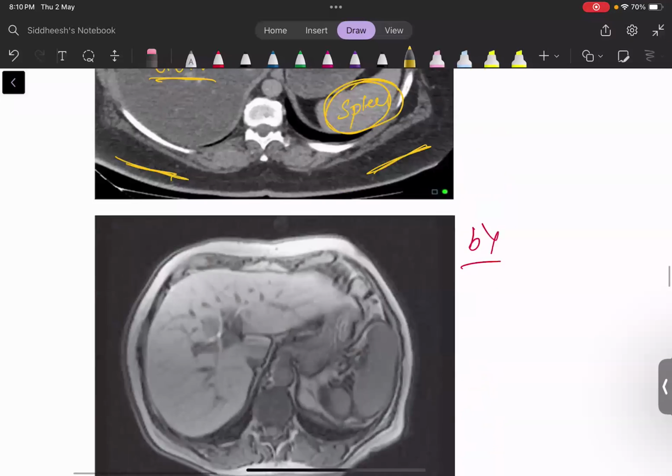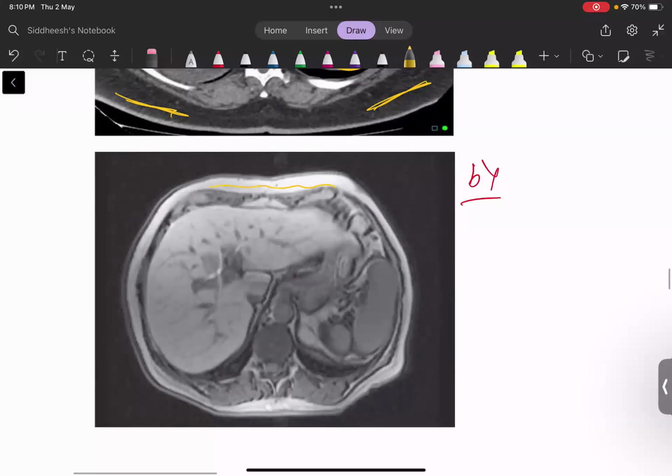What about the MRI now? Again, see, now here we have your fat, but in MRI, fat is shining. This is your back fat. This is your side fat. This is your abdomen fat. All are shining. So again, look for the liver and the spleen.